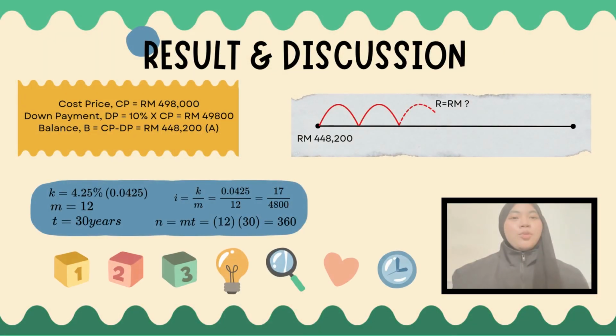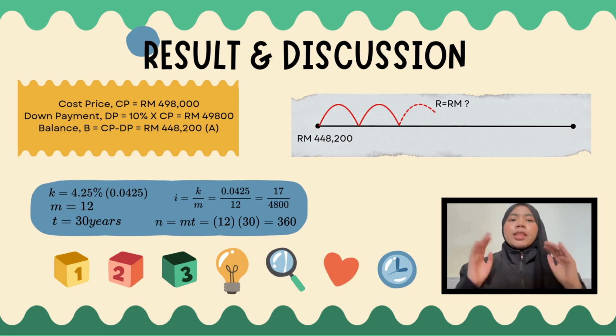The information that we use in our calculation for case study 2: CP is the cost price, equal to RM498,000. DP is the down payment. Zafrin paid 10% of the cost price, equal to RM49,800. B is the balance, CP minus DP, equal to RM448,200. K equals 4.25%. M equals 12. T equals 30 years. I equals K over M, equal to 17 over 4,800. N equals M multiplied by T, equal to 360.